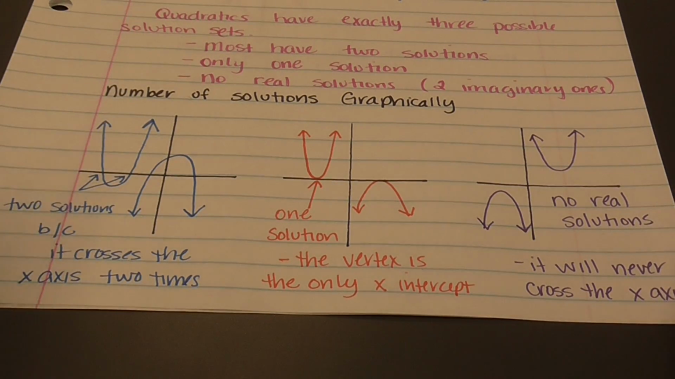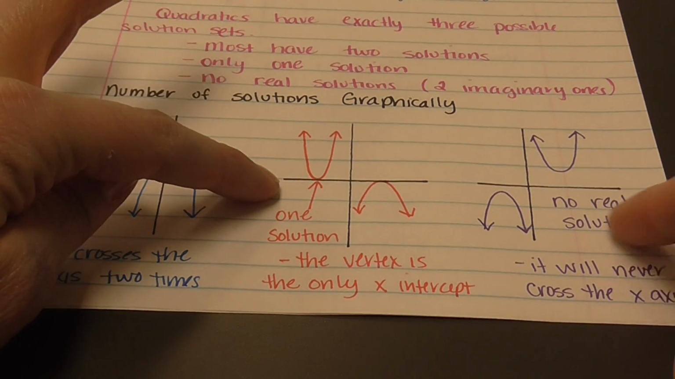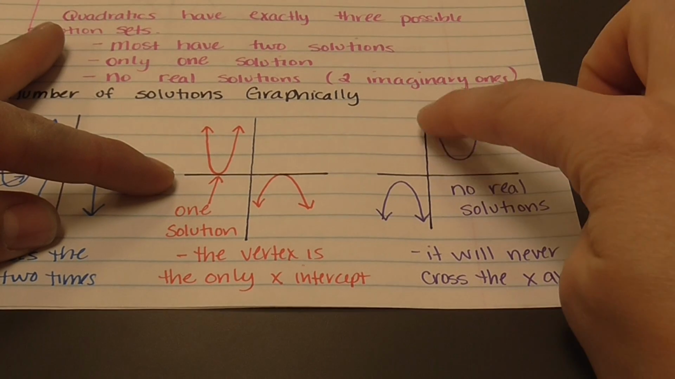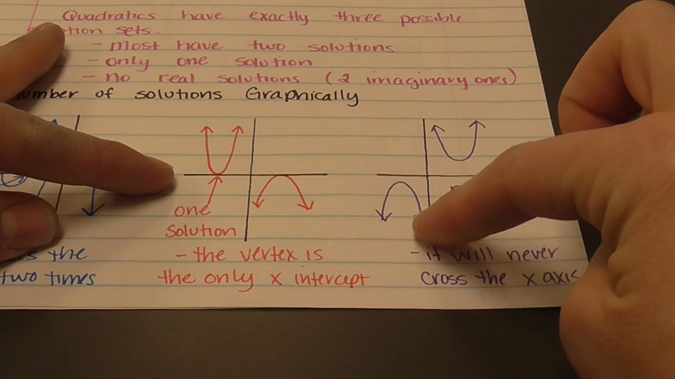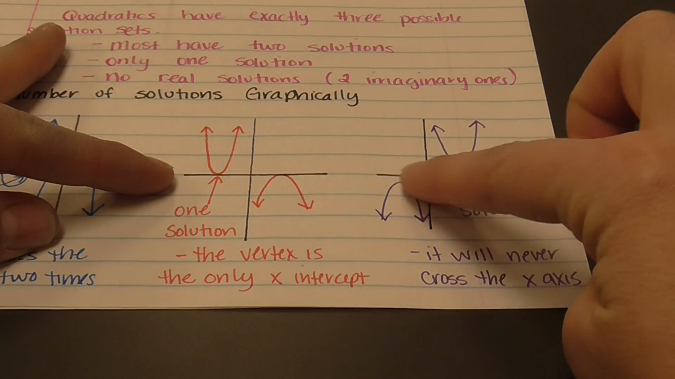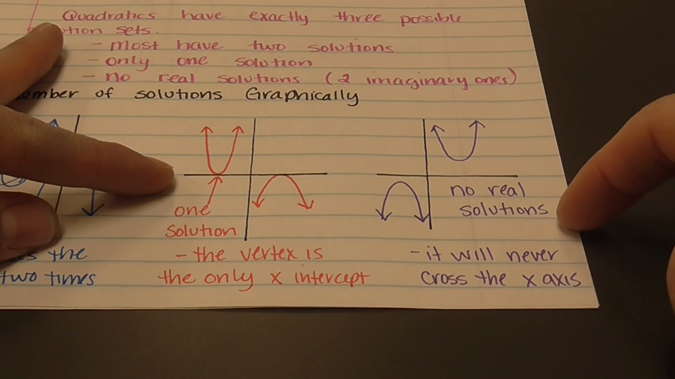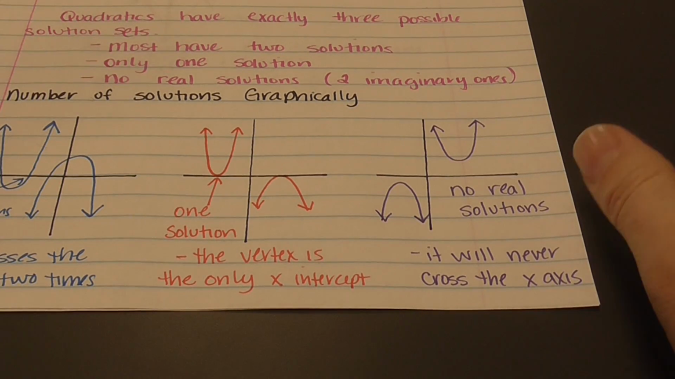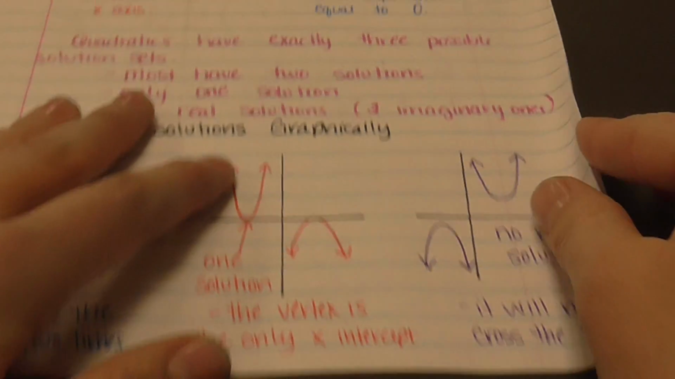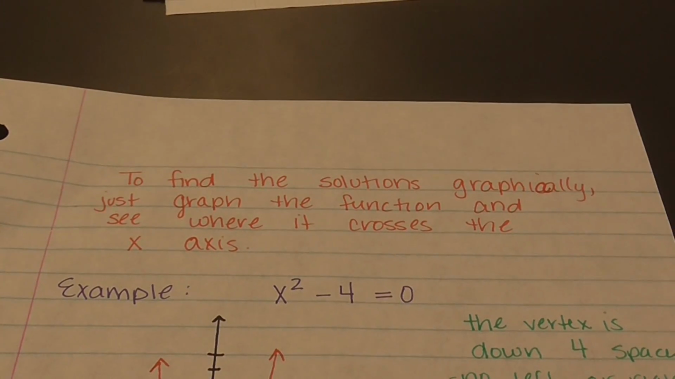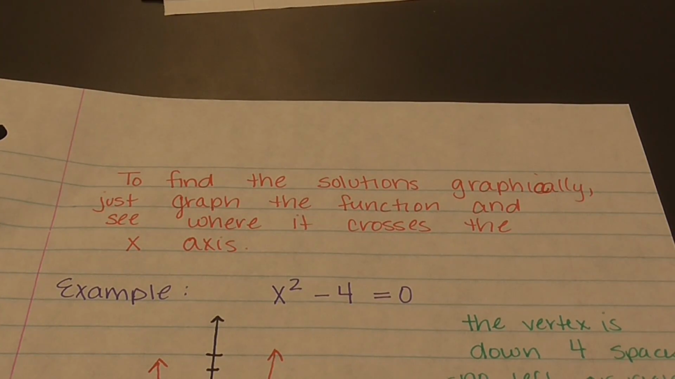This is where the vertex itself lies on the x-axis. Or if you've got it graphed above or below the x-axis to where it's never going to actually touch it, you're not going to have any real solutions. You're going to end up with two imaginary solutions, because it'll never cross the x-axis. So to find the solutions graphically, you simply graph the function and see where it crosses the x-axis.